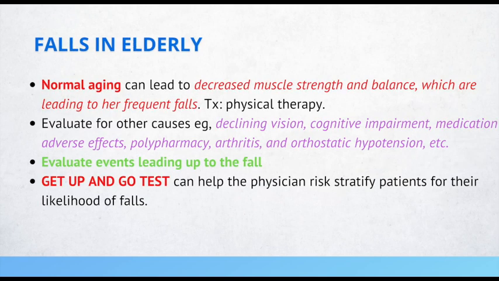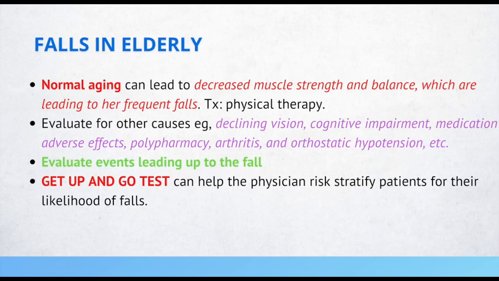Falls in the elderly. Normal aging can lead to decreased muscle strength and balance, which can lead to frequent falls. Physical therapy is often used. Evaluate for other causes, for example, declining vision, cognitive impairment, medication adverse effects, polypharmacy, arthritis, and orthostatic hypotension, and the list goes on. So, of course, normal aging can lead to falls, but you can't just have an elderly patient come in and say, oh, it's due to your age, and not evaluate further.